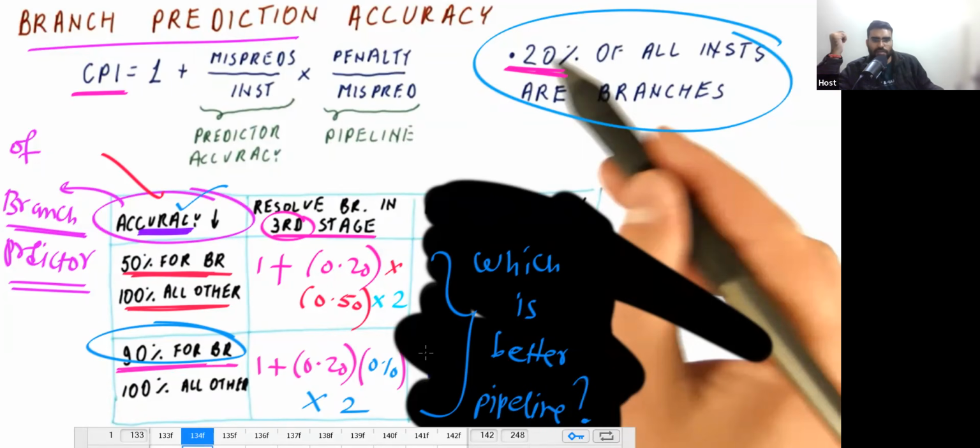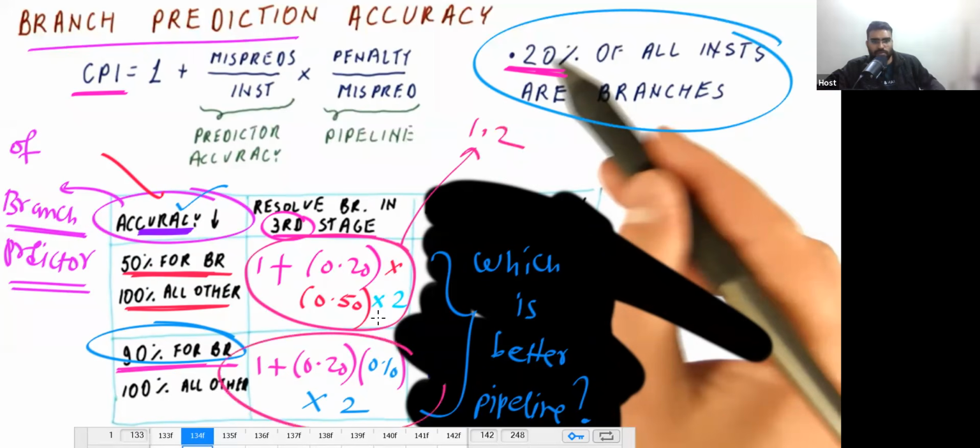If you calculate, the second pipeline will be better. What is this value? Can you calculate? What will this come out to be? This will come out to be 1.2. And this will come out to be what? And what will this come out to be?